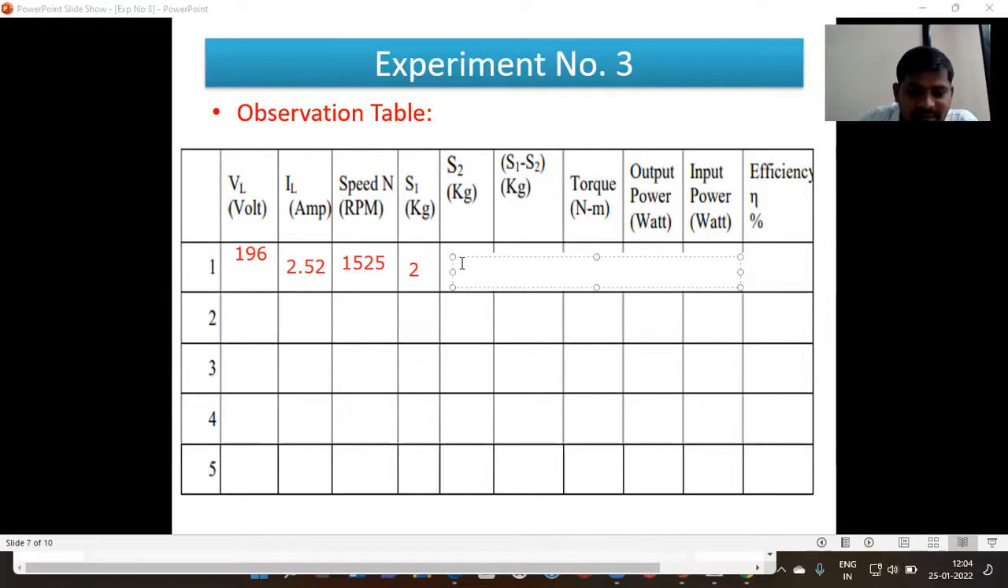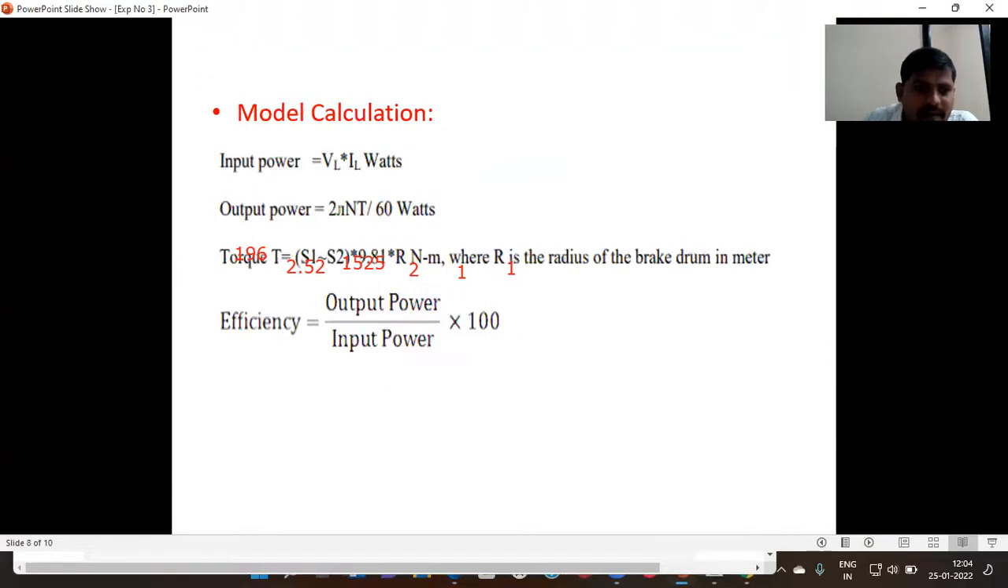1 kg. Okay. Now write the difference of this. Write the difference of the two here. That means the difference is 2 minus 1, S1 minus S2, which is 1. According to this, use the formula and calculate the value of torque. What is the formula for torque? S1 minus S2 into 9.81 into radius of drum.